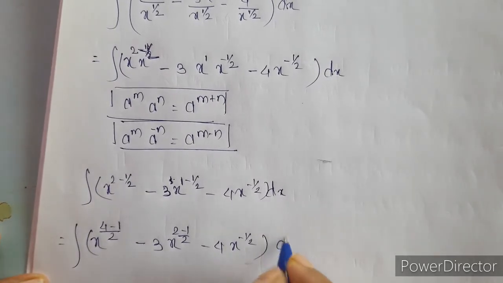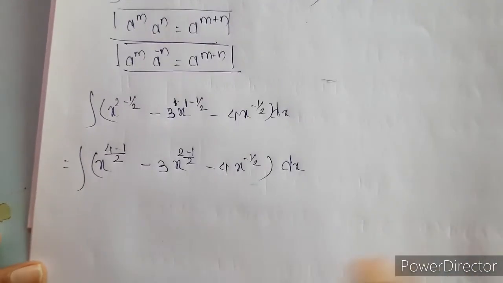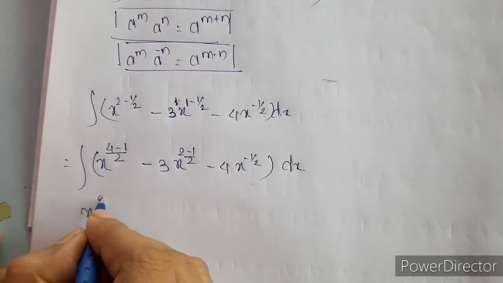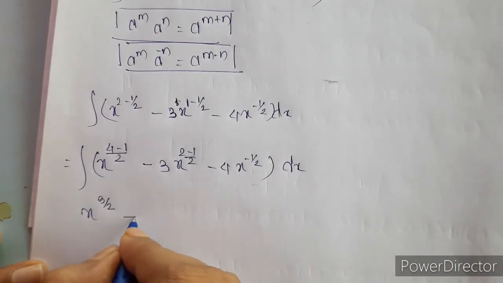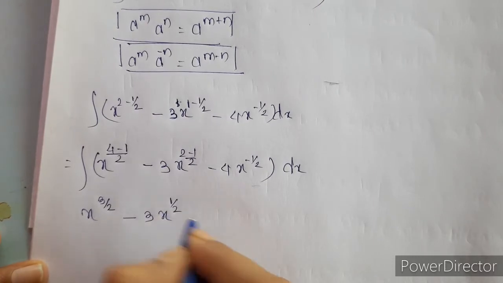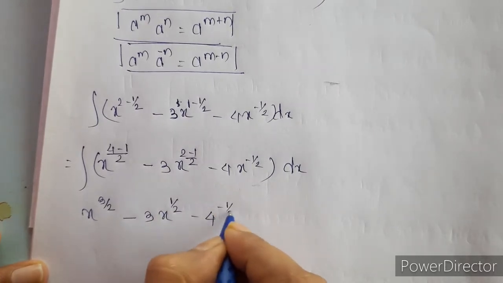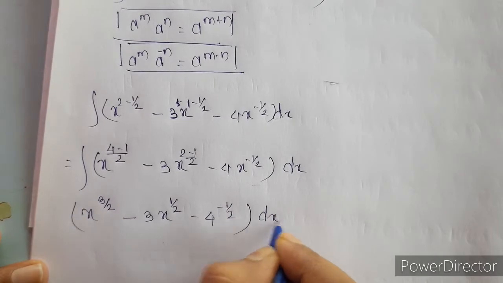Integral of function with respect to x. So 4 minus 1, 3 by 2, minus 3 times 1 by 2, minus 4 times minus half with respect to x.